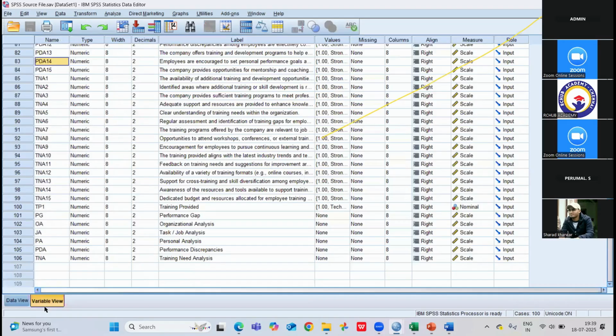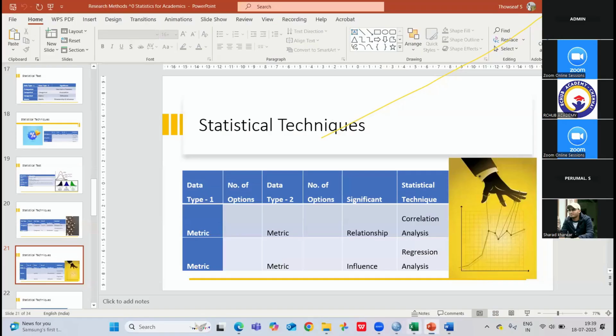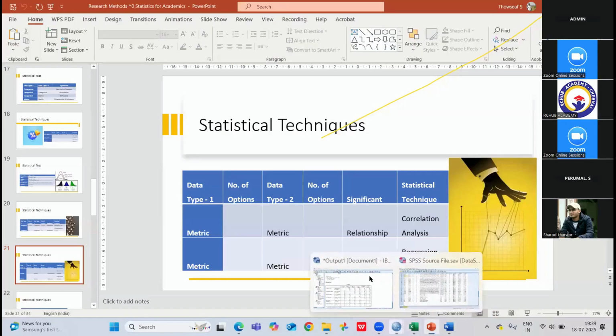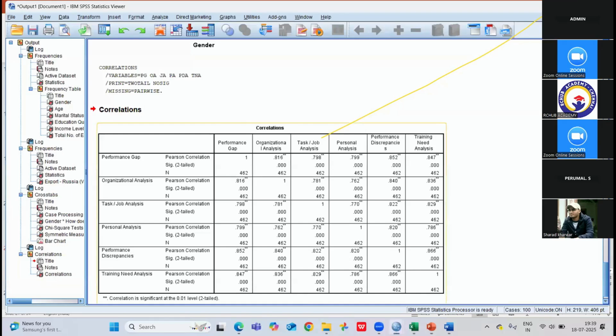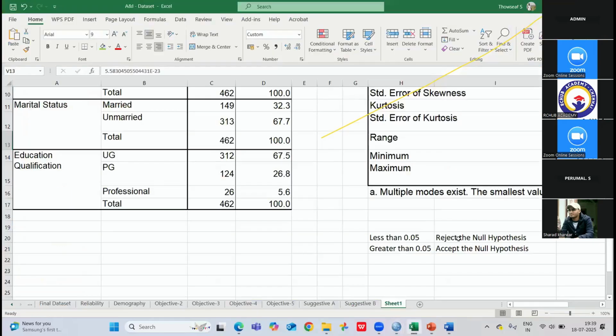Since both the data are metric, I have performed correlation analysis. In correlation analysis, you also have to look at the significance value. As I stated before, if the value is less than 0.05, what is the null hypothesis here?